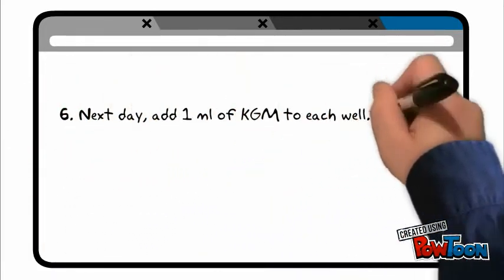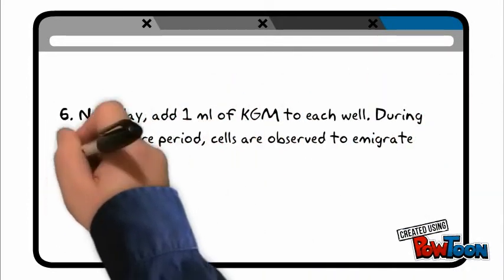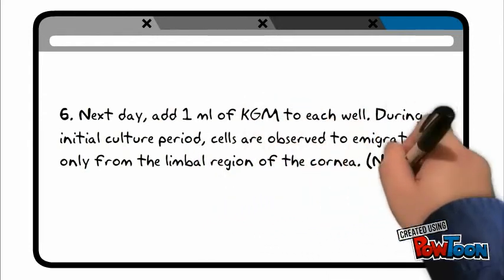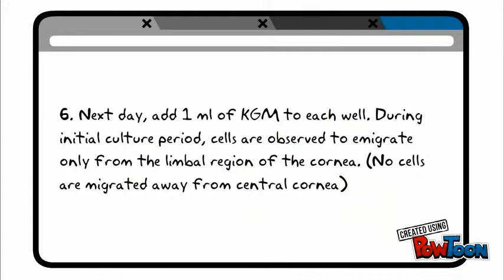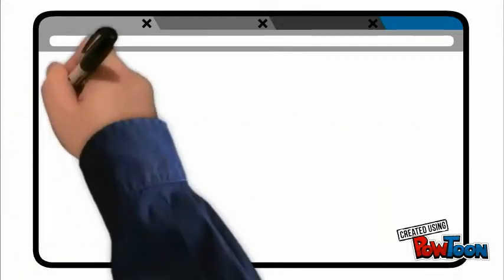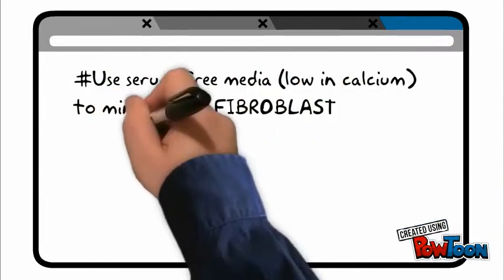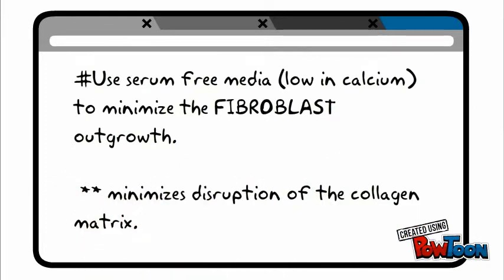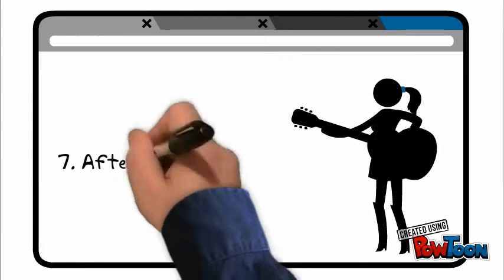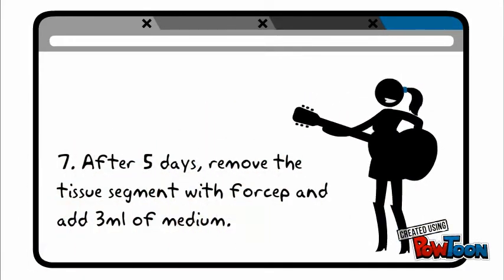Next day, add 1 ml of keratinocyte growth medium to each well. During the initial culture period, cells are observed to migrate only from the limbal region of the cornea. Use serum-free medium which is low in calcium to minimize fibroblast outgrowth. After 5 days, remove the tissue segments with forceps and add 3 ml of medium.